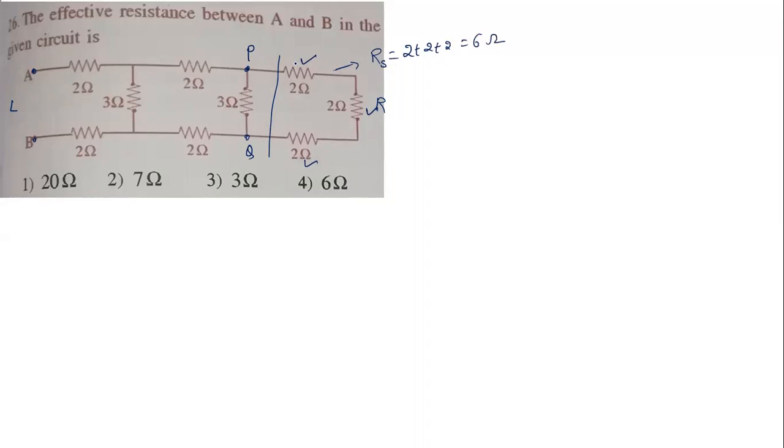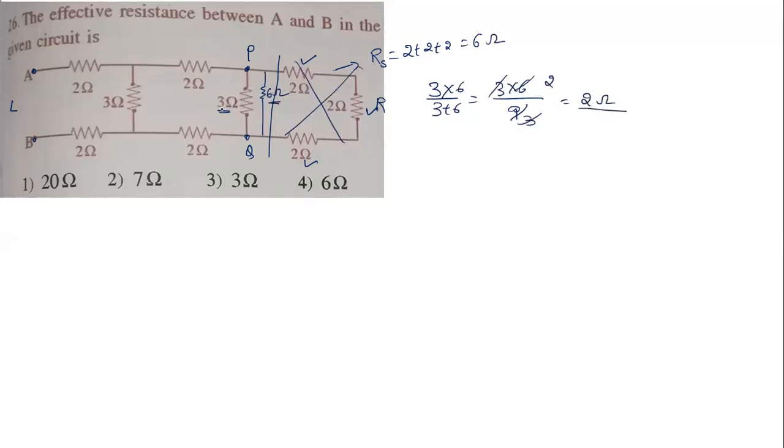So I'm going to remove these 3 and connect here a resistor of 6 ohm. Now this 3 ohm and this 6 ohm are in parallel combination. What is the effective resistance we get? 3 into 6 by 3 plus 6. It will be 3 into 6 by 9. We get 2 ohm.